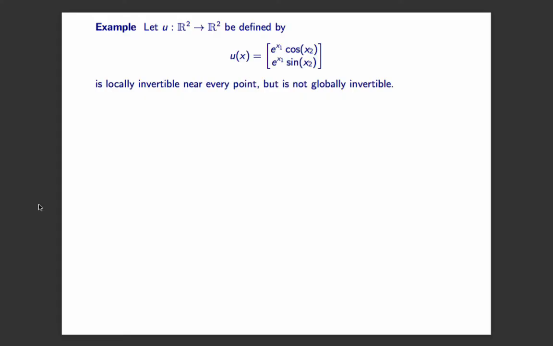Massive, I know. So let's consider an example. Let's suppose that u maps R2 to R2. Let's show that this is locally invertible near every point, even if it's not globally invertible. By the way, I should point out that showing that u is locally invertible is the same as showing e to the z for a complex number z is locally invertible, which means the natural logarithm can be extended to the complex plane, at least for a portion.